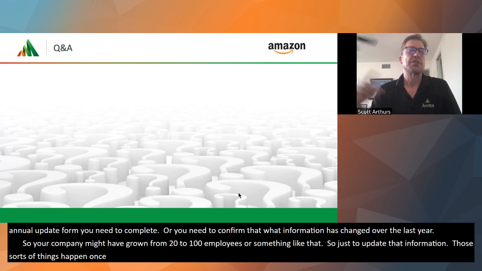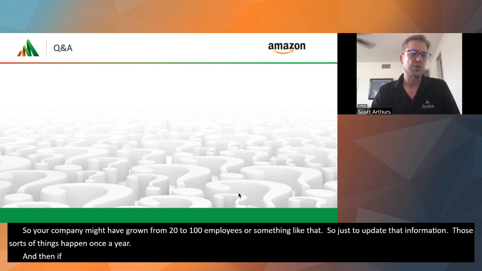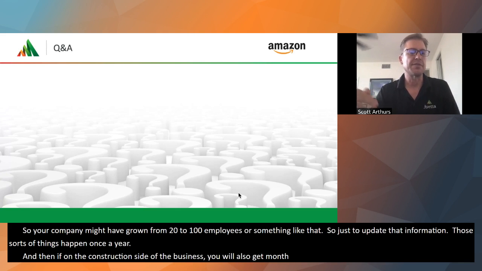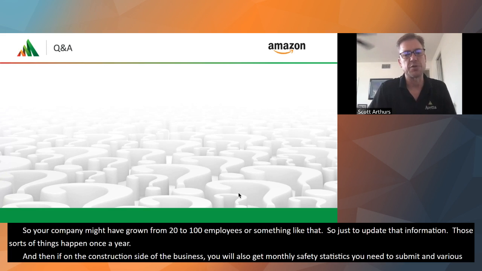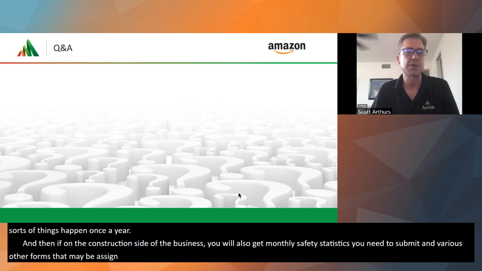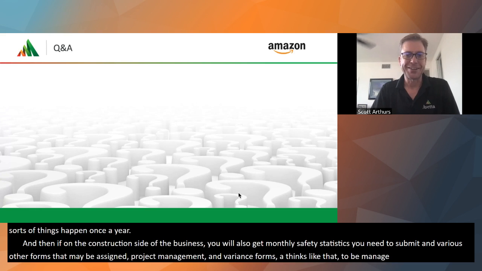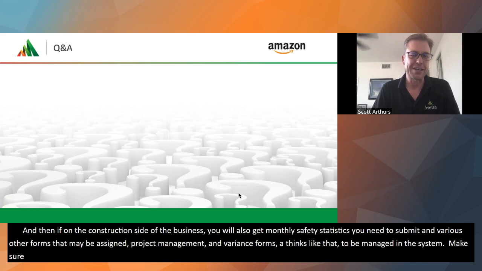And then if you're in the construction side of the business, you'll also get monthly safety statistics that you need to submit and various other forms that might be assigned to you from time to time, like project management forms, variance forms, things like that. So it all gets managed within the system. So make sure you log in on a regular cadence, or keep an eye out for the notification emails that'll come to you, letting you know that there are tasks for you to complete within the system.